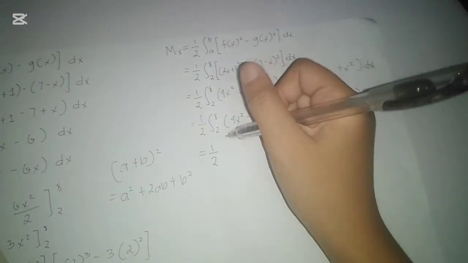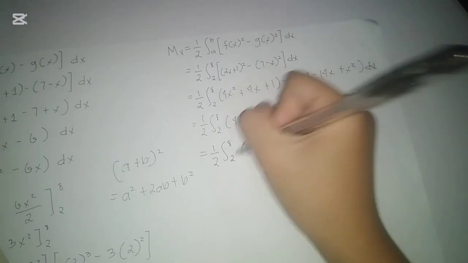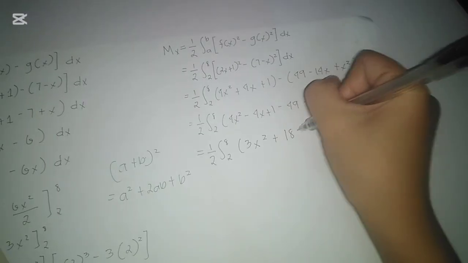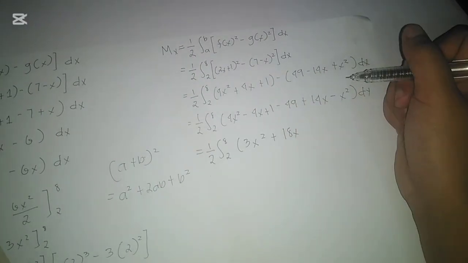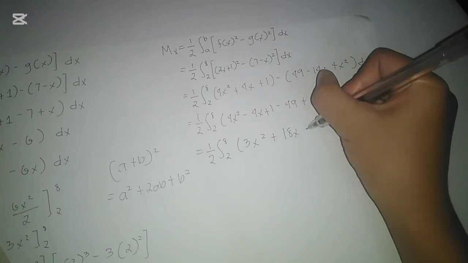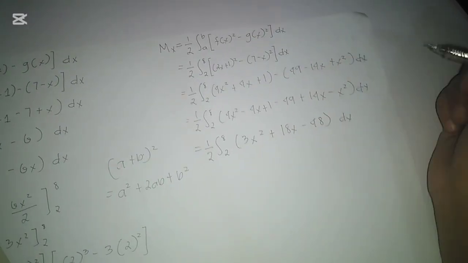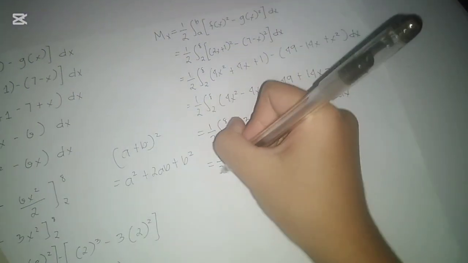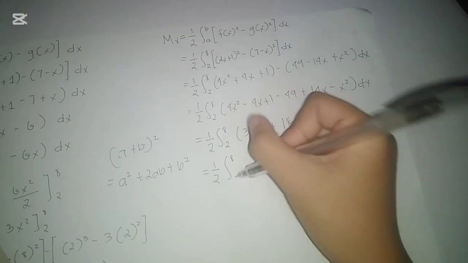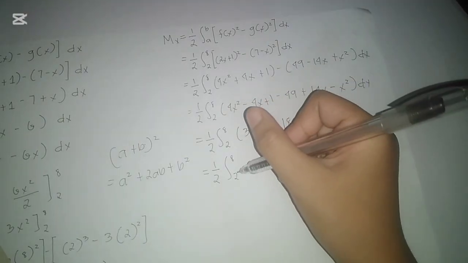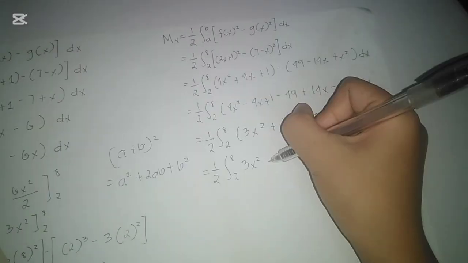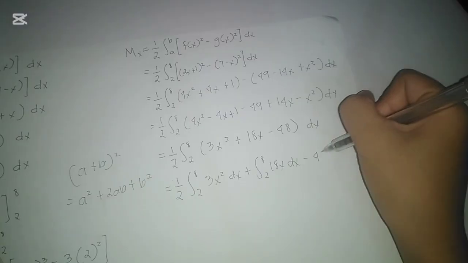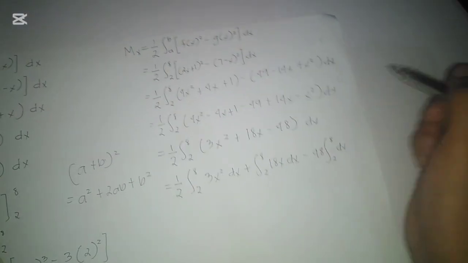Now we simplify what is inside the parentheses again. So we only have left with 3x squared plus 18x, and 1 minus 49 is negative 48 dx. And this is what we are going to integrate. So 1/2 multiplied by the integral from 2 to 8 of 3x squared dx plus 18x dx minus 48, from 2 to 8 dx.